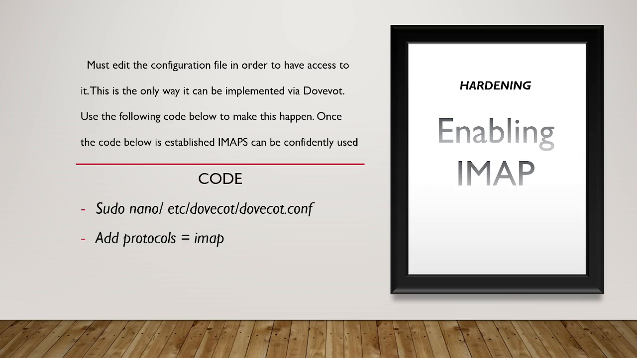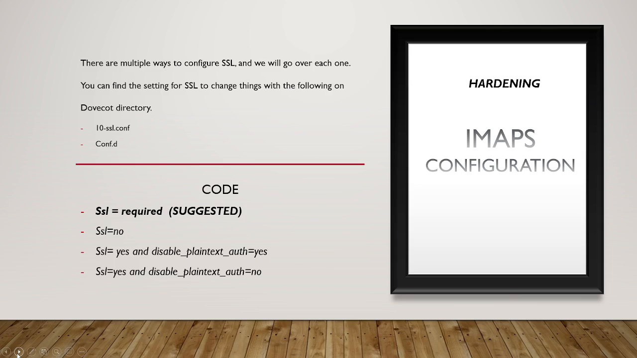Next we have IMAP's configuration. There are multiple ways to configure SSL, and we'll go over each one. There are 4 ways in particular. You can find the setting for SSL to change things in the following Devcot directory: 10-ssl.conf or conf.d.